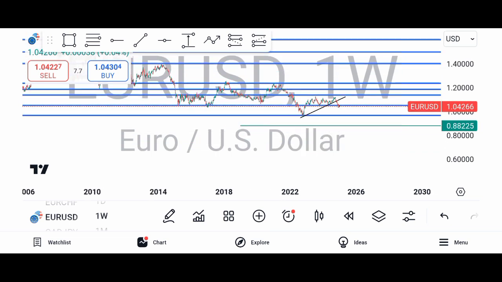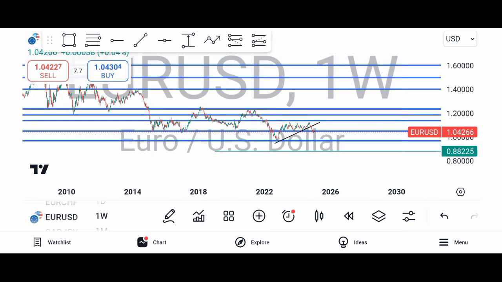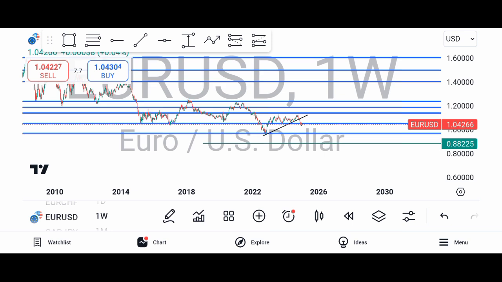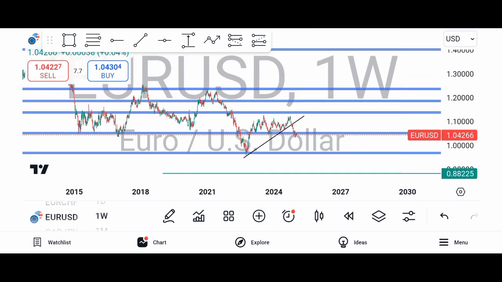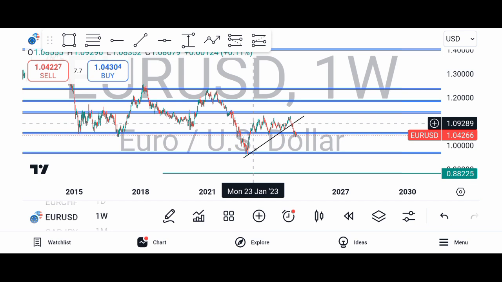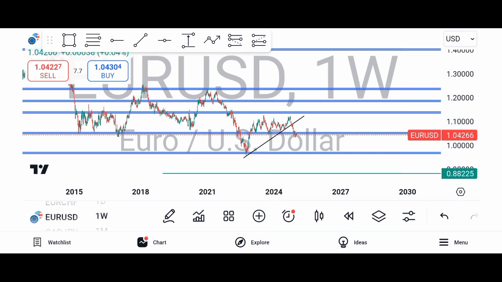Now on the weekly time frame, we can see that EURUSD is on the downtrend, and for the past 2 years now, EURUSD has not been trending. It has been moving sideways, consolidating for the past 2 years now, and it's now looking as if EURUSD price wants to start trending.